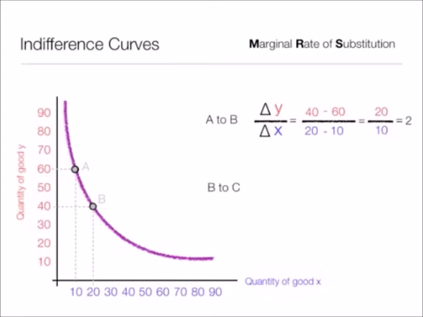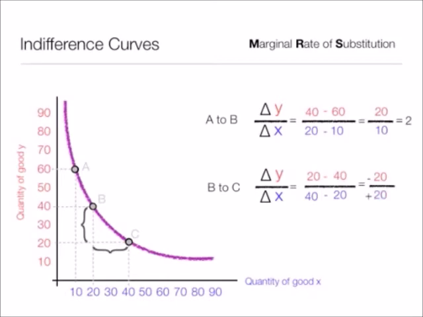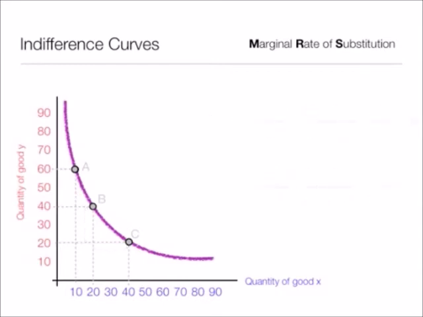If I continue on and I go from point B to, let's say, point C, we draw that in right there. The consumer is giving up y to get some x. The formula becomes 20 minus 40 divided by 40 minus 20, which is equal to minus 20 divided by plus 20. So this turns out to be an even exchange, and marginal rate of substitution is 1 in this case, an even exchange.